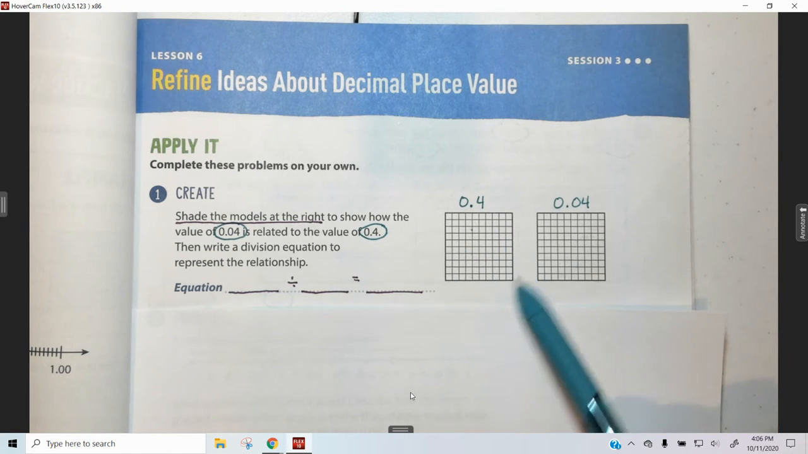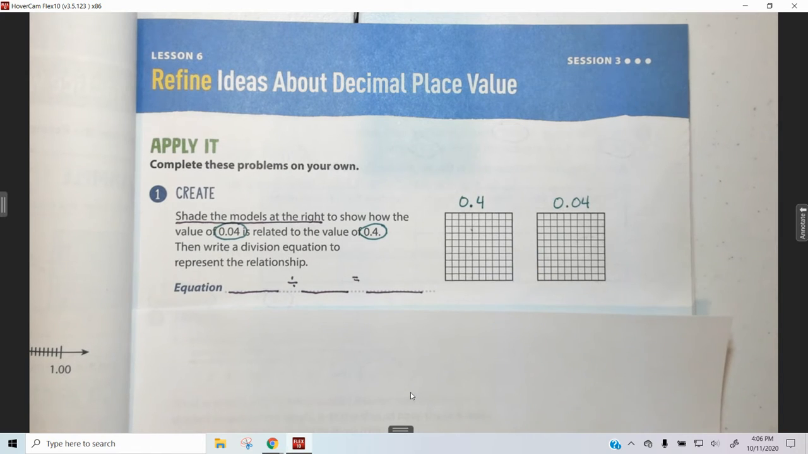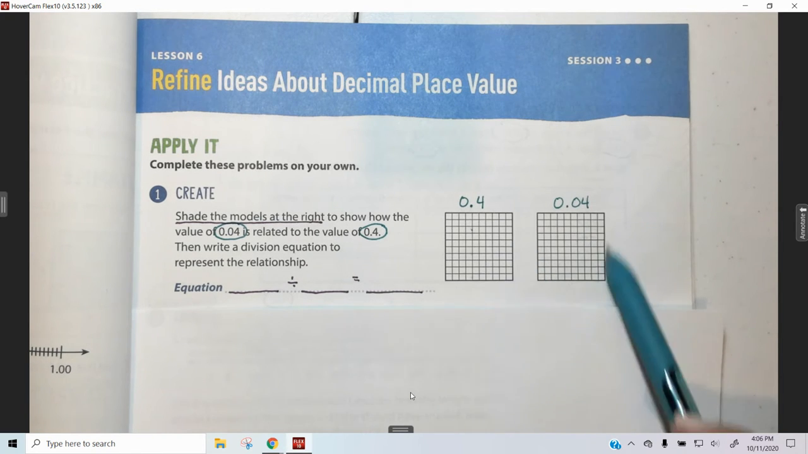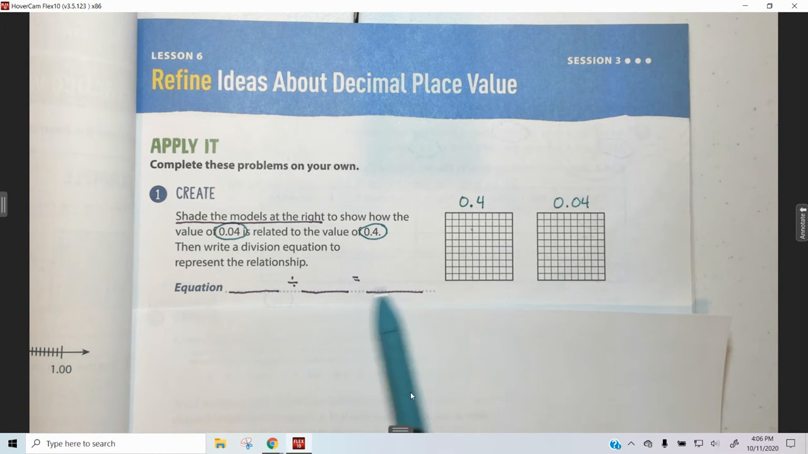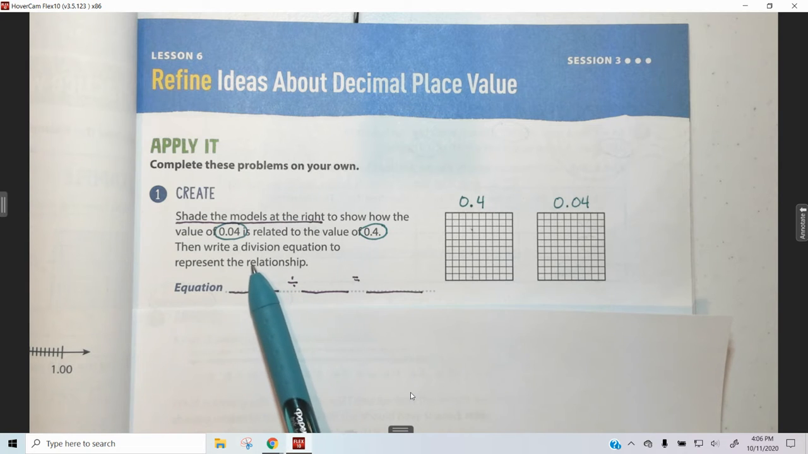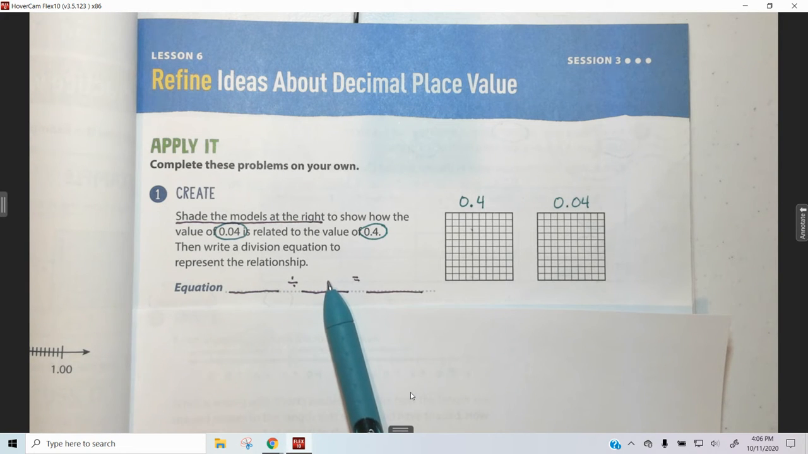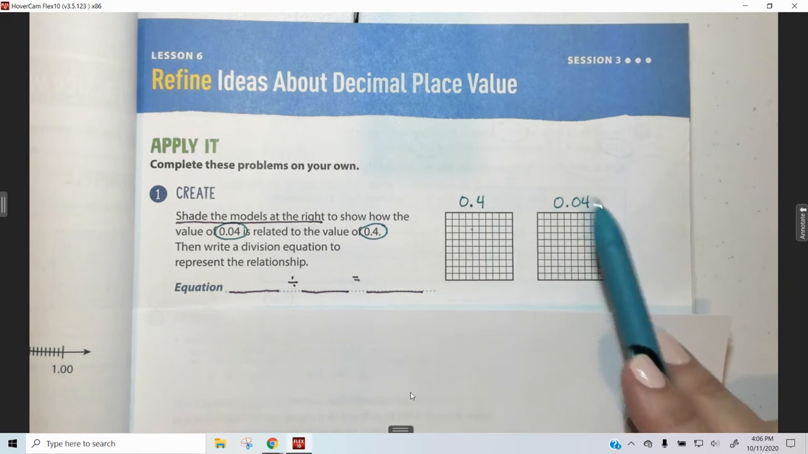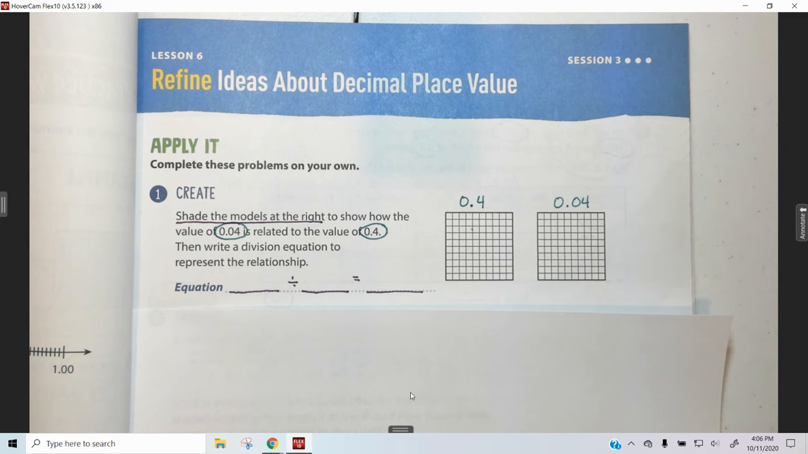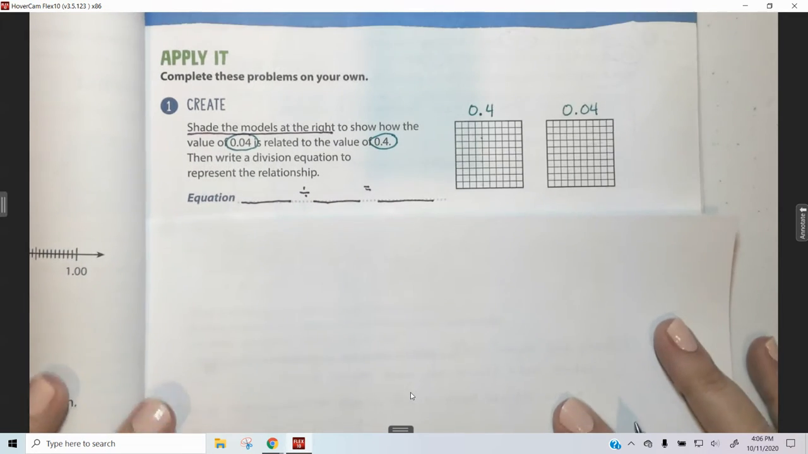So I want you to show me what 4/10 looks like here, and then what 4/100 looks like here, and then show me an equation that tells me you're going to start with a number. You're going to divide it by a number that we've always divided by over the last couple of days, and then you're going to get an answer. And so you're going to need 4/10, 4/100, and then you're also going to need a 10 in there somewhere.